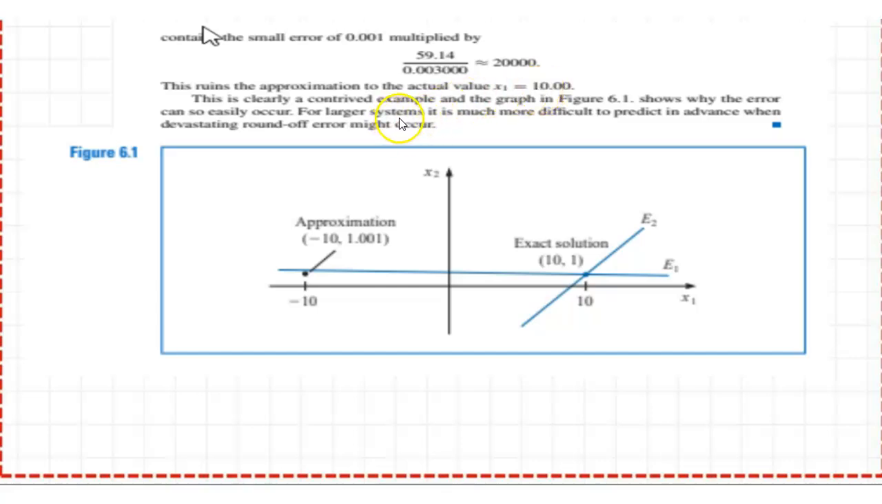This is clearly a contrived example, and the graph is shown. This is the original first equation, and the second equation. By the real solution, we have x1 equal to 10, and x2 equal to 1. While due to this division, where m21 is nearly 20,000, this will lead us to another approximation of x1 equals minus 10 and x2 equals 1.001, which is again completely different from the exact solution of 10 and 1.